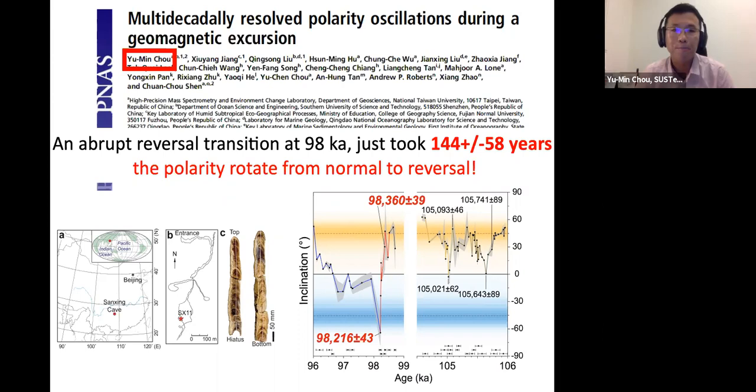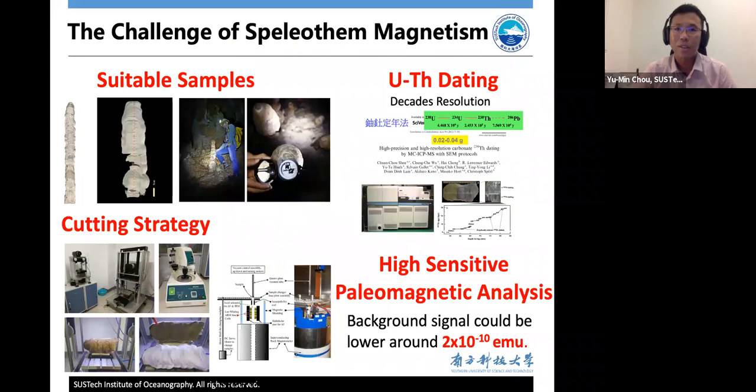Okay, so until right now, I found that there are some challenges for speleothem magnetic study. So today I'm going to present some issues here, and maybe they can help you to improve your study, and more people can join the study of paleomagnetism in speleothem. So I'm going to propose four issues here. First, we have to find suitable samples, and second, we have to think about the cutting strategy for our sample. And third, the dating technique we have used, which Ravi has already presented. And also we need to develop high sensitivity paleomagnetic instruments for future study.